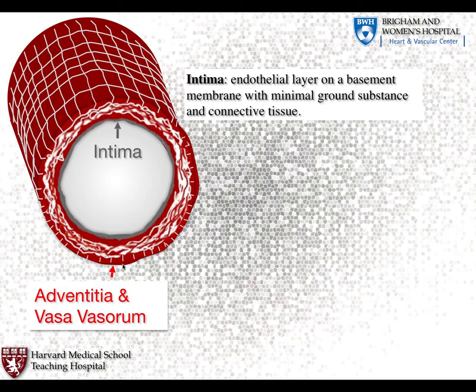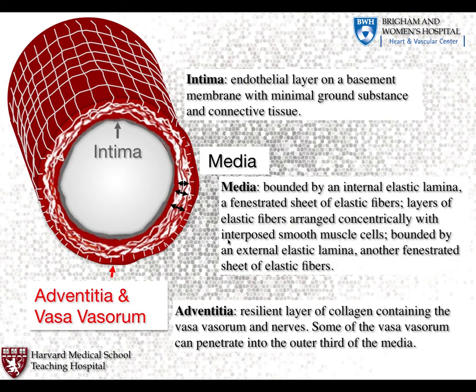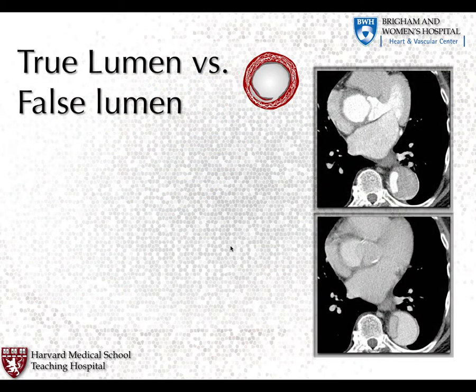If we look at the adventitia and the vasa vasorum, that's mostly a resilient layer of collagen, has vasa vasorum and nerves, not a lot of elastic. If we look at the media, which is the thickest layer, what I want you to notice is all of the elastic fibers that we have. So we have an internal elastic lamina. We have fenestrated sheets of elastic fibers. Layers of elastic fibers arranged concentrically. And we have an external elastic lamina. So basically there's a lot of elasticity in this flap. That's what we're getting at. And that's going to describe what we can see between the true and the false lumen.